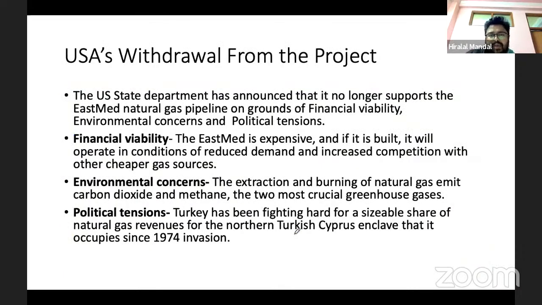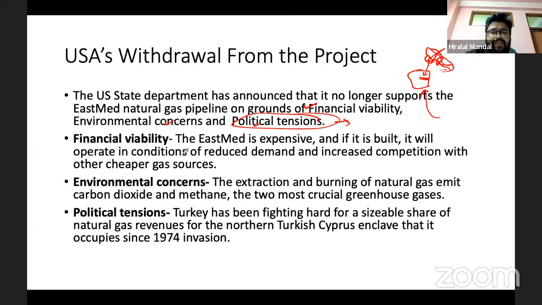Now, the US has withdrawn largely because it has cited the financial viability of the project. There are also environmental concerns and, of course, the political tension. The political tension is more important, because the project could have reduced the dependency of Europe on Russia. And Russia is continuously engaged in what? Russia is continuously creating conflict, and it is trying to tell Europe that the time has not yet come to reduce its dependency on Russia. So it is more about the geo-economy.